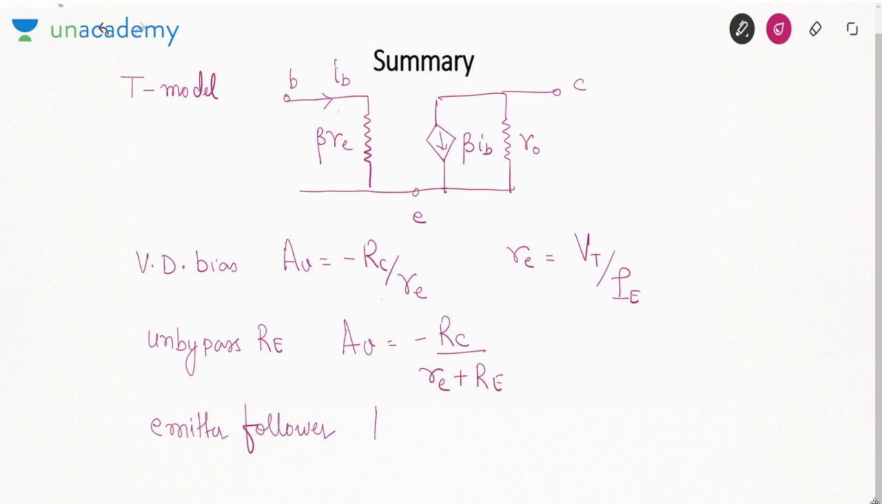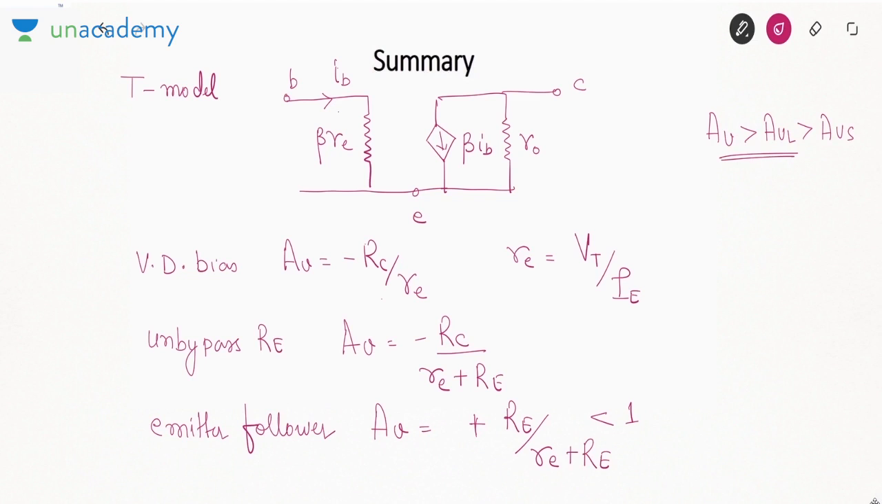In emitter follower, we saw that the voltage gain became RE by RE plus capital RE, which is less than 1. Sorry, it was plus, which means 0 degree phase shift. The other two voltage gains were negative, which means 180 degree phase shift. And I told you, due to RS and RL, the voltage gain reduces. Hence, AV is greater than AVL is greater than AVS. So, voltage gain keeps on reducing if we consider the load and the source resistance.